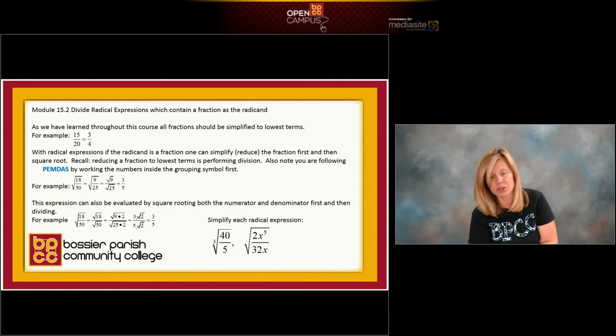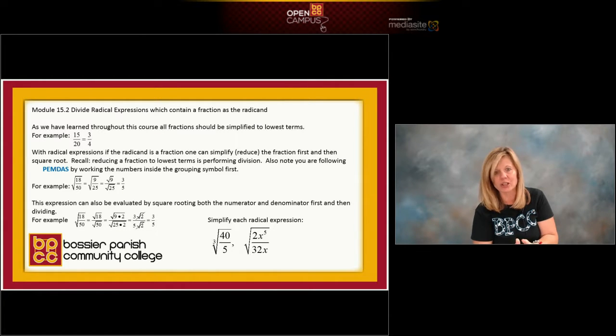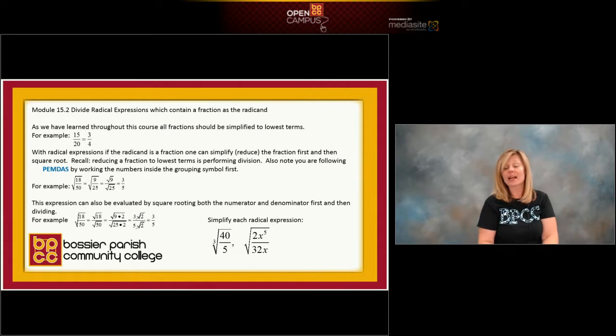So I didn't reduce the fraction first here. I left the fraction alone and just split it into 2 square roots. 18 and 50 are not perfect squares, but I can find a perfect square in each one of them. If I look at the number 18, its perfect square is 9, so I could rewrite the square root of 18 as the square root of 9 times 2. In 50, its biggest perfect square is 25. So I could write the square root of 50 as the square root of 25 times 2.